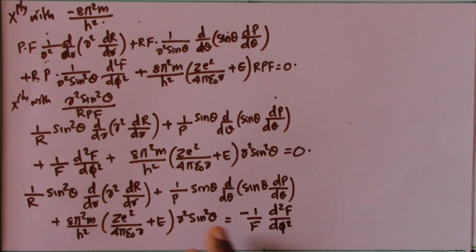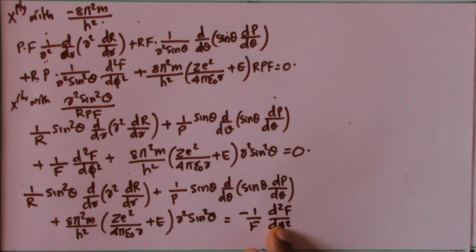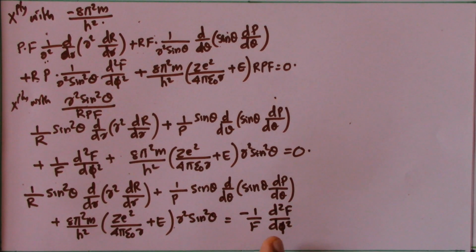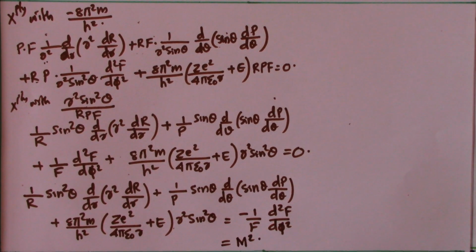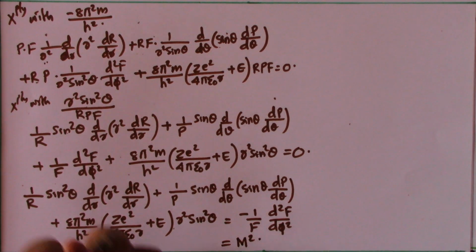Okay, see, the right hand side is a function of F only, or phi only, and the left hand side is not a function of phi. The left hand side depends upon r and theta only. You know this type of situation, right, when you are learning the particle in a sphere. And in this case, this is possible only if both sides are equal to a constant, and let us take that constant as m square. Okay, m square is the constant.